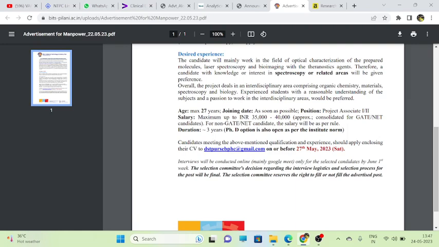They also mention that the interview will be conducted online on Google Meet. This is a very good thing, because you don't have to come to Hyderabad. You can give the interview sitting in front of your desktop at home, or use a friend's laptop, or go to a computer center. Most institutes call for in-person interviews, where you have to go to that place, which is a bit of a headache, and they never provide TA/DA, travel allowance. But they are conducting a Google Meet interview. In the first week of June they will mail you the interview date, and the selection committee's decision regarding interview logistics and the selection process for the post will be final.